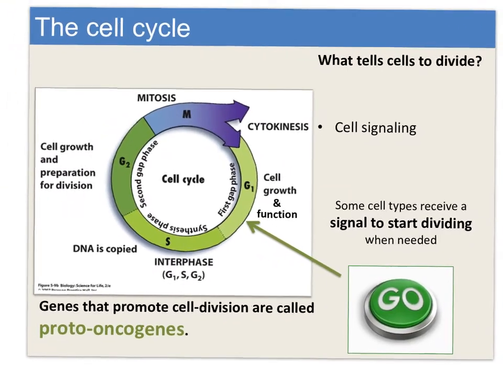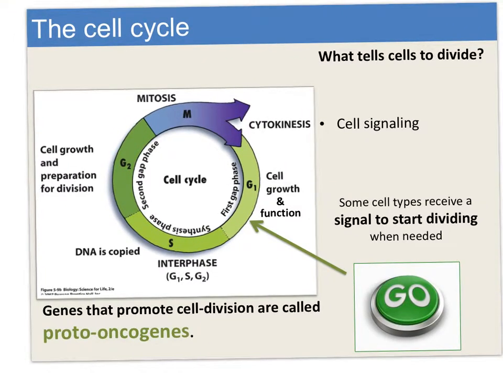Now, occasionally, when cells divide, they get signals to divide. It's a very tightly controlled, or it should be a tightly controlled, process. But sometimes things go a little haywire.